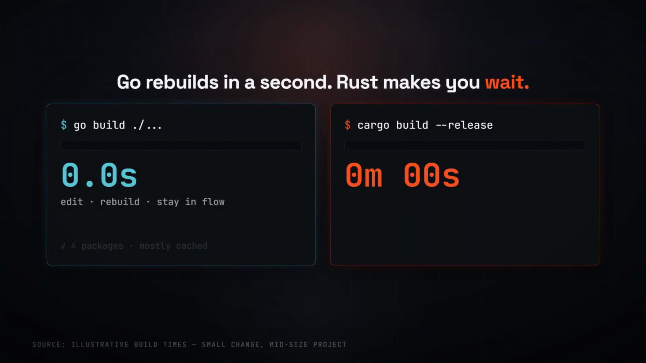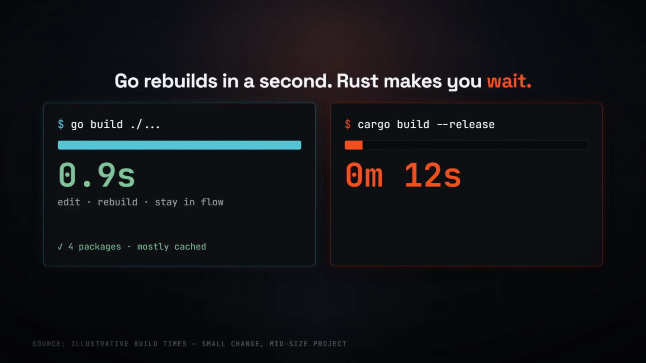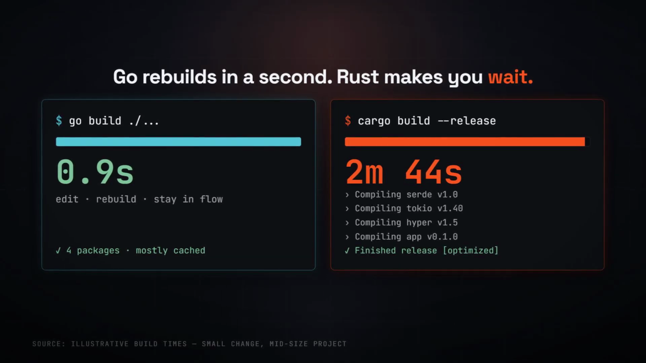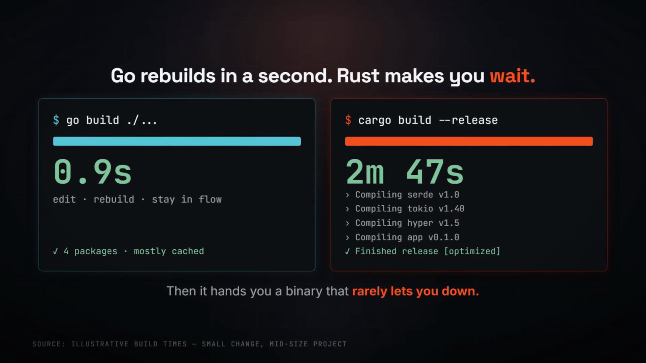Now the catch, and it is a real one. Go compiles almost instantly. Change a line, rebuild in a second, stay in flow. Rust does far more work, proving your program safe, so a big project can take minutes to build. Go's tight feedback loop is a genuine superpower. Rust makes you wait, then hands you a binary that rarely lets you down.